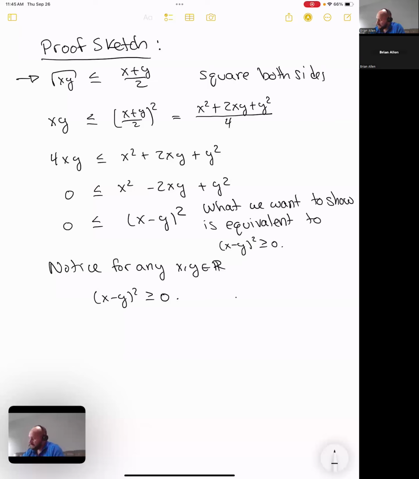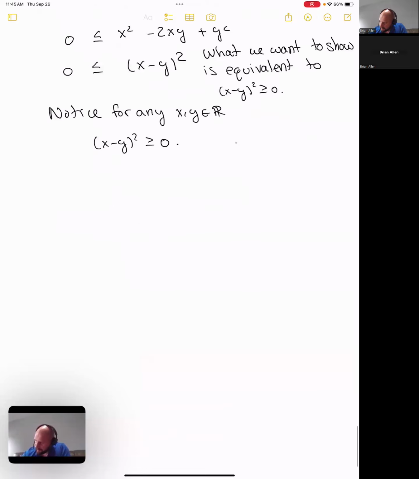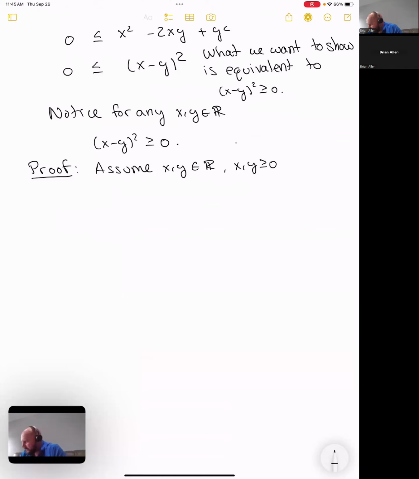Okay, so we're ready to start the proof. Now that we have the idea, let's start the proof. Okay, so proof. Assume x and y are real numbers and x and y are positive. Remember, the x and y being positive are just so that we can take square roots of them. So that will come up at the very end.